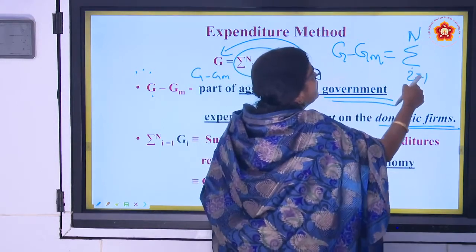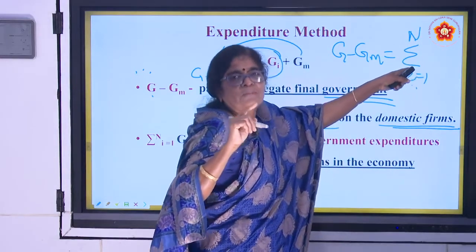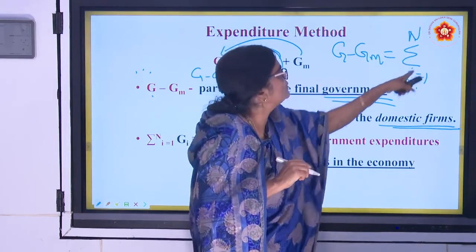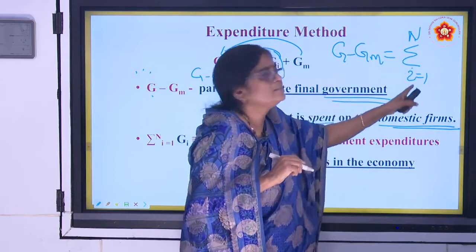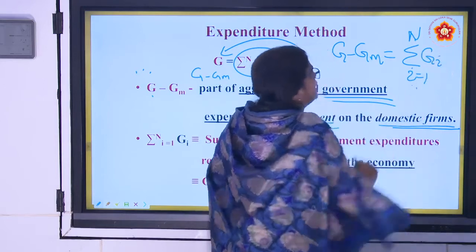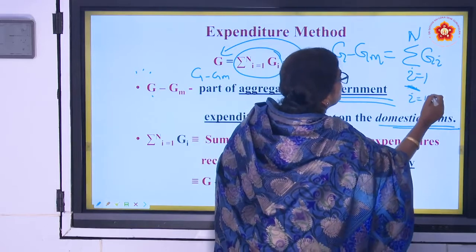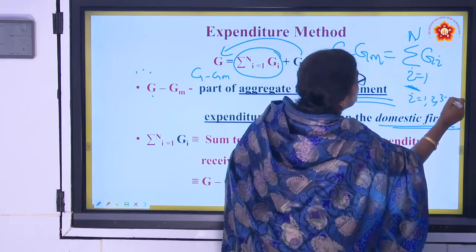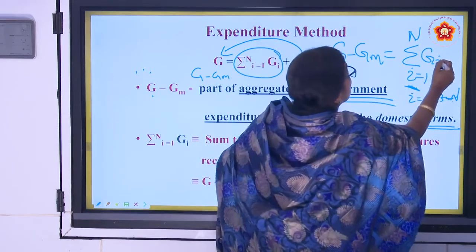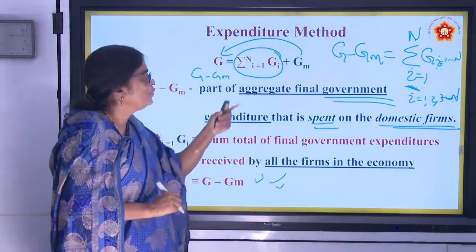When we mention i equals 1 to n, you should remember this indicates the domestic economy, because we assumed the domestic economy has n number of firms. When we write this, you should immediately understand this is the expenditure on domestic firms, the government expenditure, therefore GI. Here, why do we mention I? I may take the first, second, third firm, up to the nth firm. Therefore, this I may vary from 1 to n. I hope you understood.